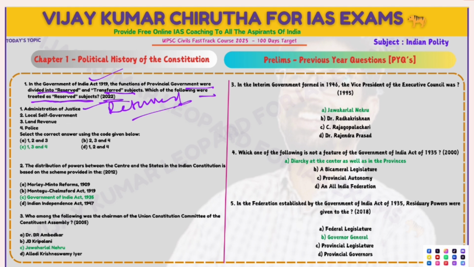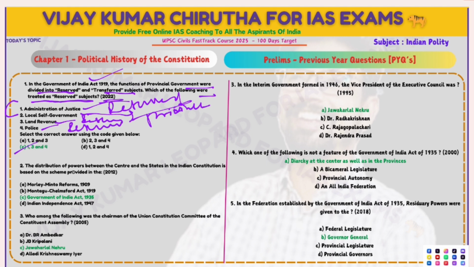Local self government is at the province level, so it is transferred, not reserved. Land revenue is reserved. Police is also a reserved subject. So 1, 3, 4 are correct.